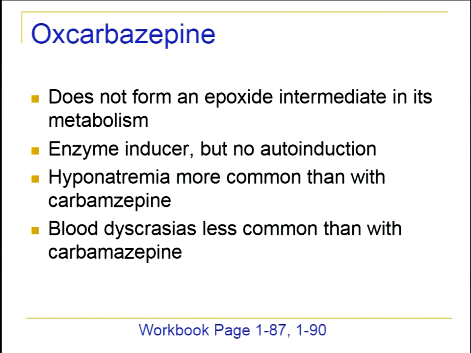It is an enzyme inducer, but it doesn't induce its own metabolism. So it's different from carbamazepine in that regard, but it does still induce the cytochrome P450 enzymes. Okay? Hyponatremia is more common than with carbamazepine, and blood dyscrasias are a bit less common. So that's kind of the differences there. I do want to spend just a second to remind you that it is not a prodrug of carbamazepine. I hear that a lot. It's not a prodrug. It's just structurally similar.